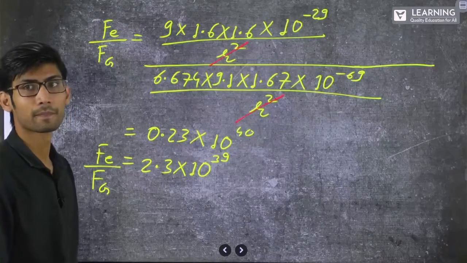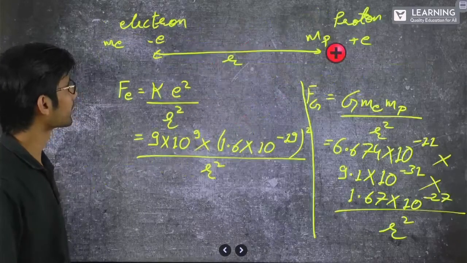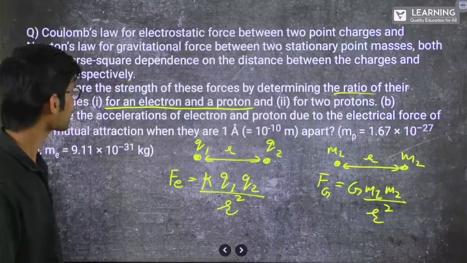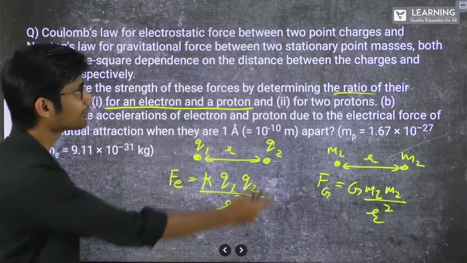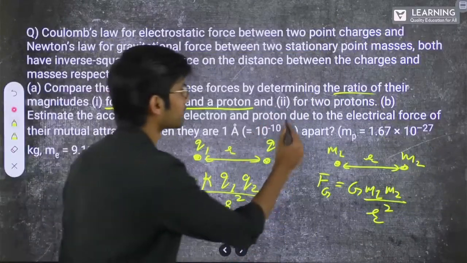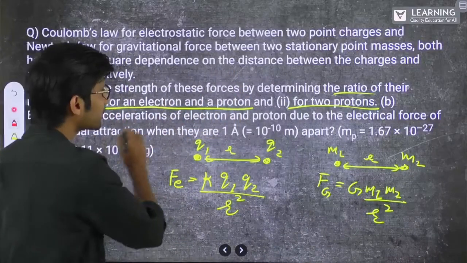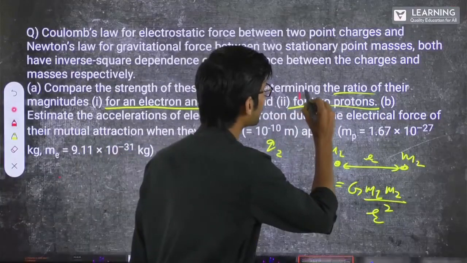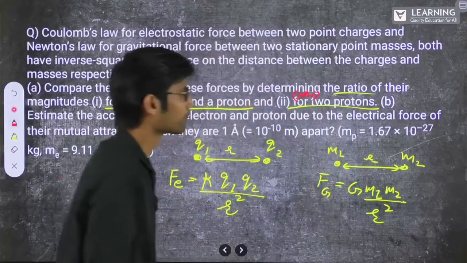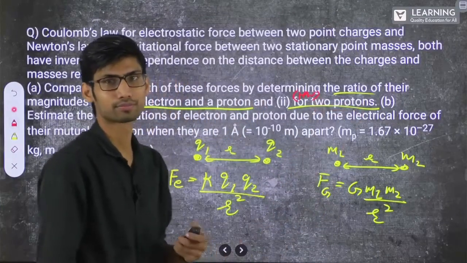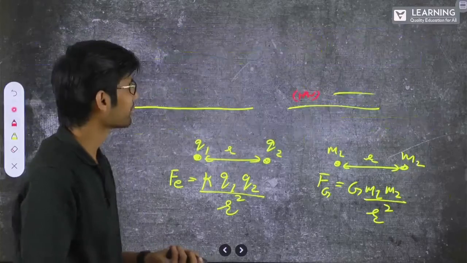Done? Let's see the second part. What is the second part? For 2 protons they are asking. So this for 2 protons is homework for you. It's the same as we did this one. You have to do this one. Try it on your own. This is homework. For 2 protons you have to find out. Okay? Everything will be the same.